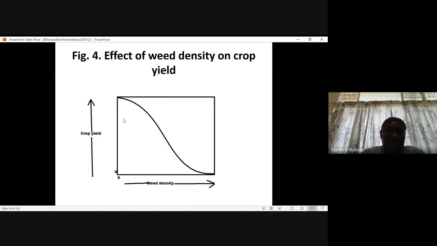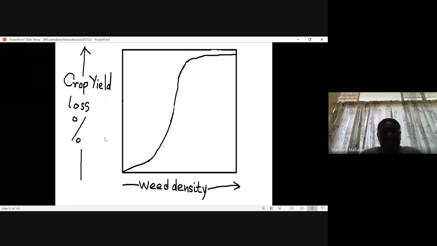Here we are just looking at the crop yield. If you are looking at the crop loss due to the presence of weeds, you get something like that. As you increase weed density, in the beginning, there's a small change in the loss. Then there's a big change here. Then at the end, even if you are increasing weed density, the changes are small. What is important is here.